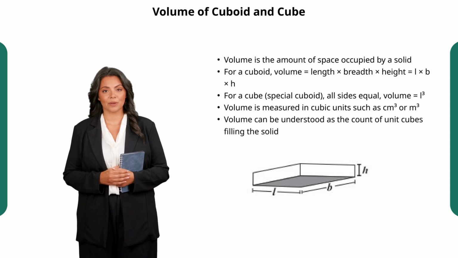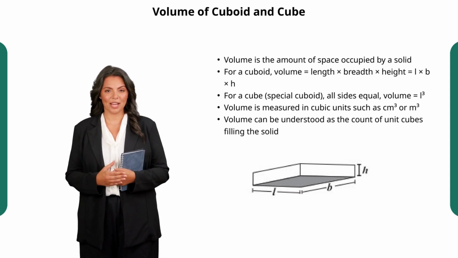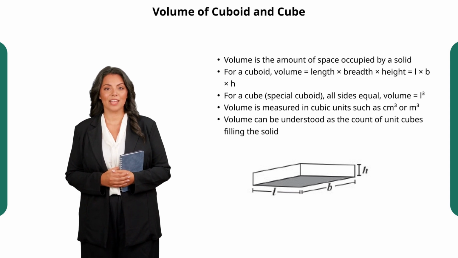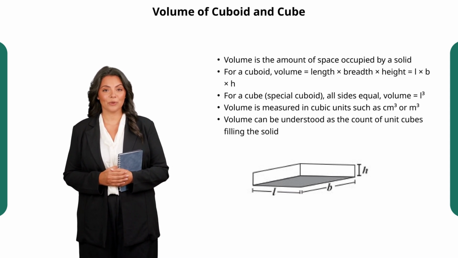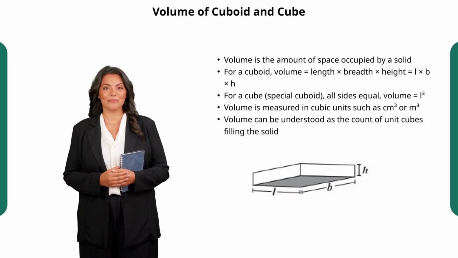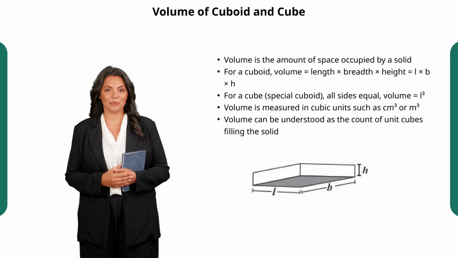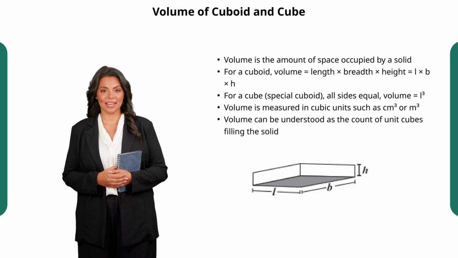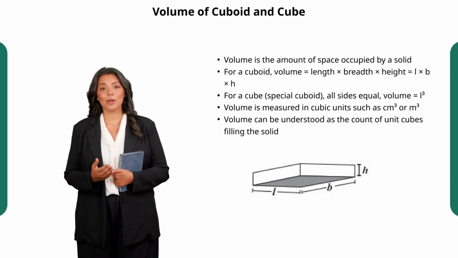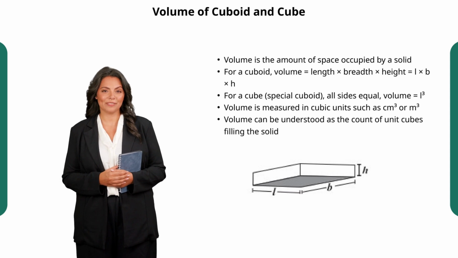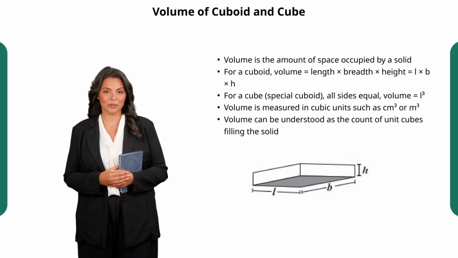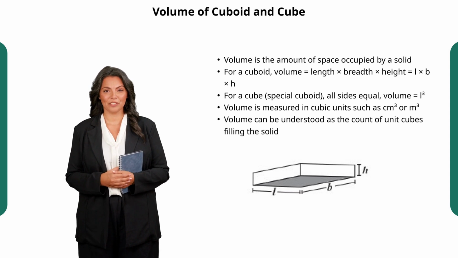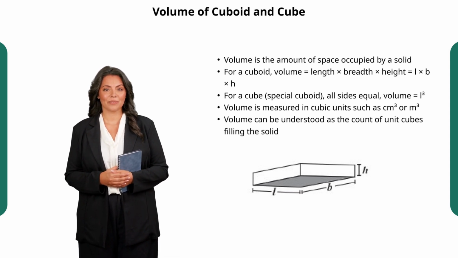Let's shift our focus to volume, one of the most important concepts in geometry. Volume tells us how much space an object occupies. Imagine filling a box with tiny cubes. The total number of these cubes equals the volume. For a cuboid, which you can think of as a rectangular box, the volume is found by multiplying its length, breadth, and height. Symbolically, volume equals length multiplied by breadth multiplied by height. For a cube, all sides are equal, so the volume is just one side length cubed.